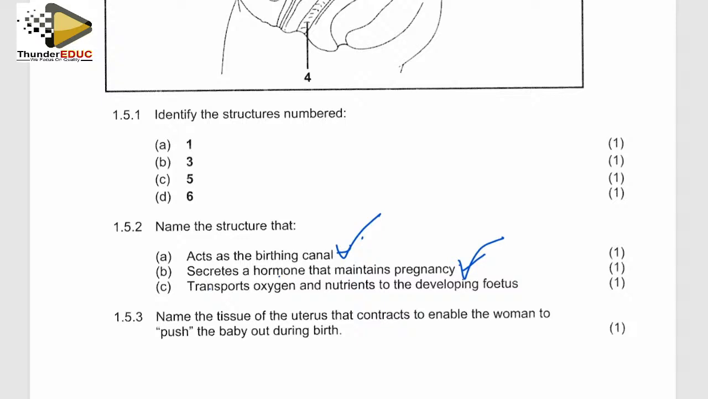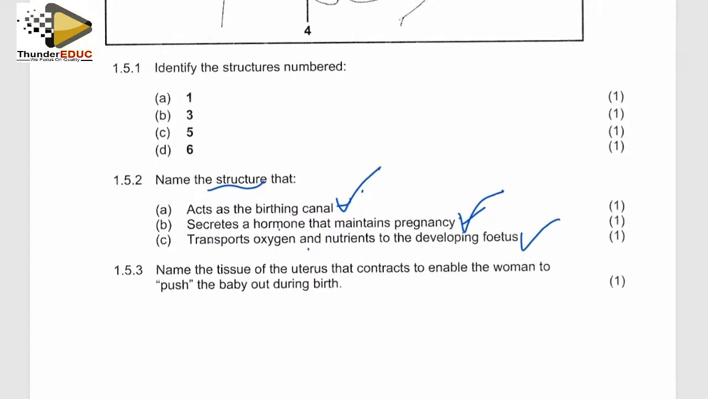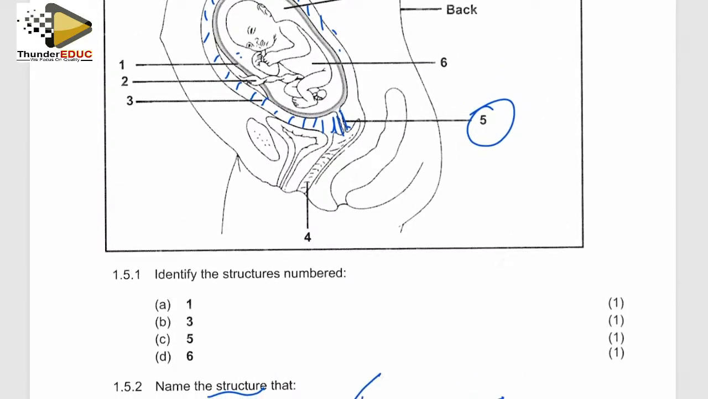They're saying transport oxygen and nutrients to the developing fetus. Transport oxygen and nutrients, they're saying structure. We said yesterday that when you're saying transport to, then it means you are talking about the vein which takes it, and since it is umbilical, it is the umbilical vein. They're saying just name the structure, so the answer here is umbilical vein. They're not saying get it from here.